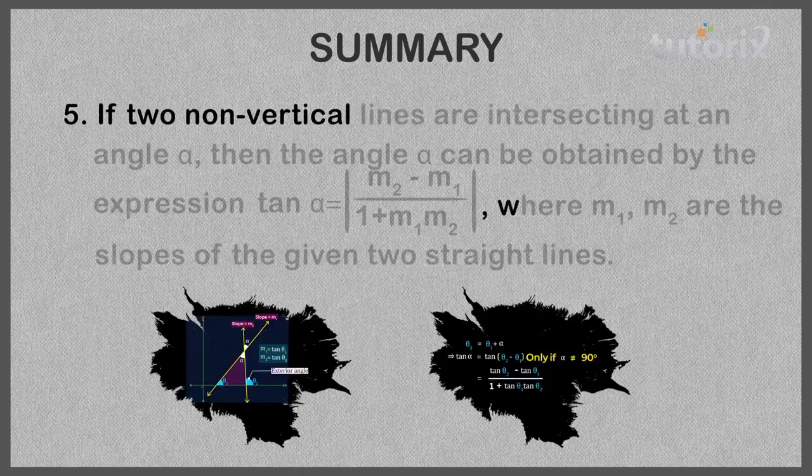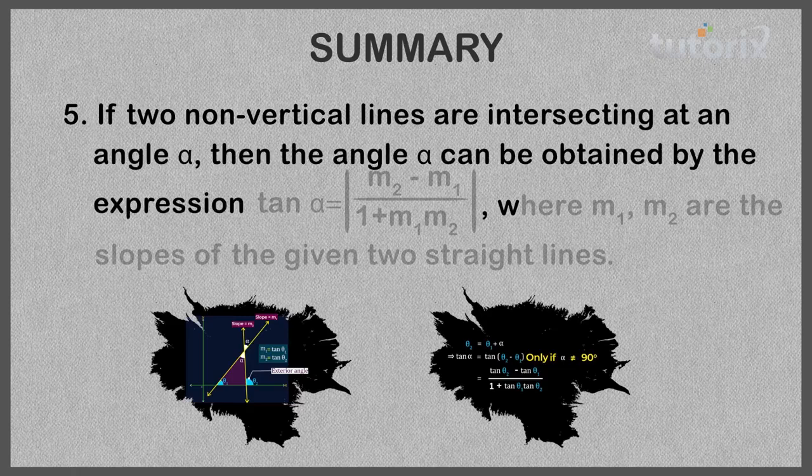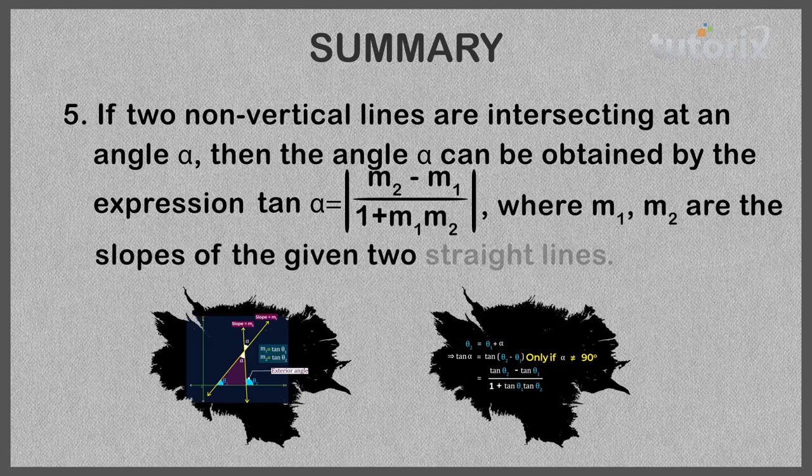If two non-vertical lines are intersecting at an angle alpha, then the angle alpha can be obtained by the expression tan alpha is equal to m2 minus m1 by 1 plus m1 m2, where m1 m2 are the slopes of the given two straight lines.